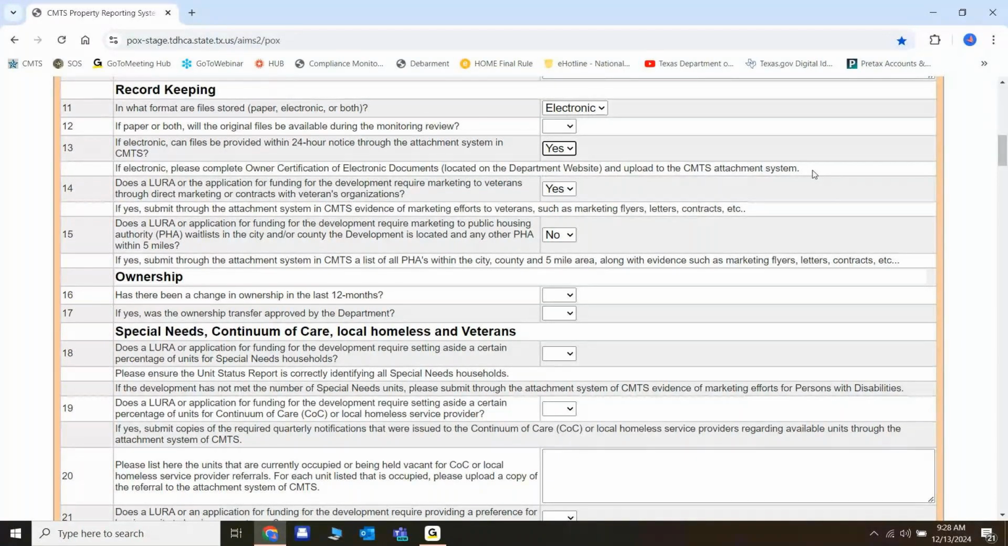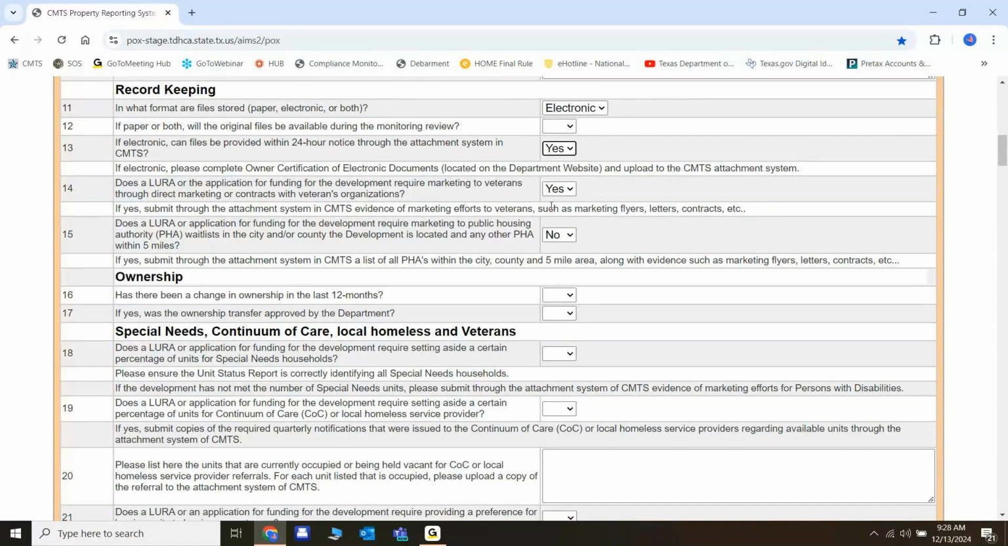Perfect. The next question: this could be a requirement that is not in the LURA. It could only be on the application. I think she's talking about questions 11 through 15. Can you repeat that, Kara? Yes, the question is, and I think this is with regards to the veterans and the PHA marketing, that it would not be in the LURA, it would only be in the application. Lisa, if I'm missing the mark there, let me know.